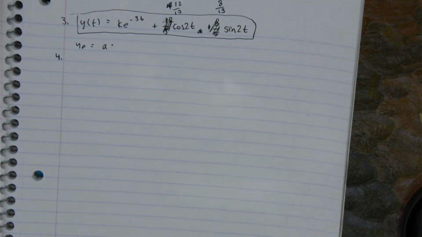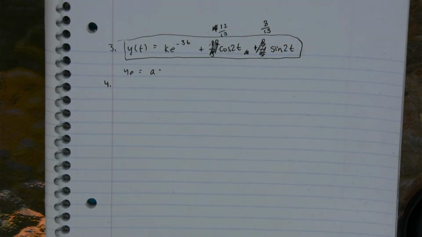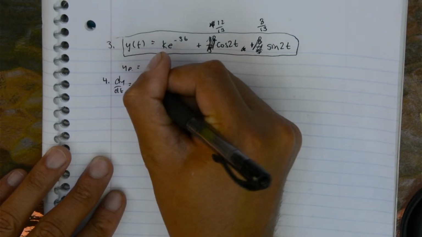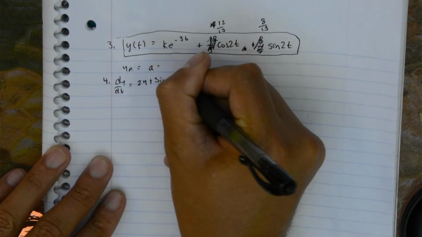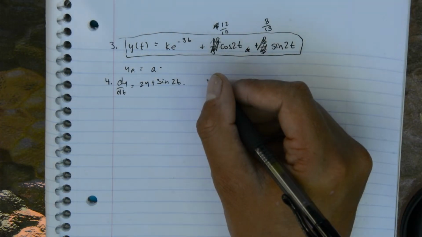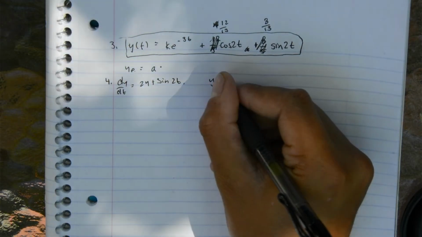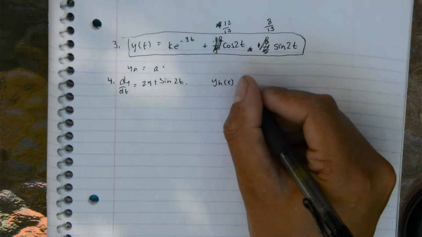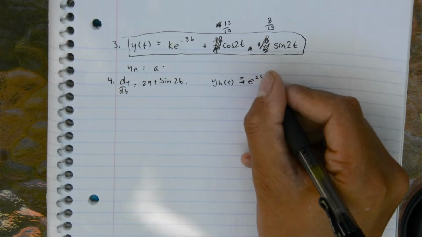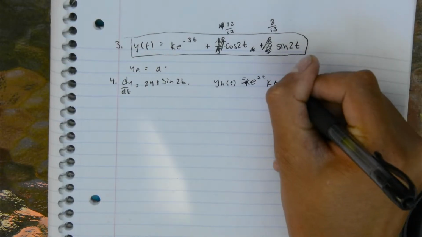Number 4. So this one is dy/dt is equal to 2y plus sine 2t. So again, this one's going to be a little interesting. The homogeneous solution is going to be equal to k e to the 2t for k and r.